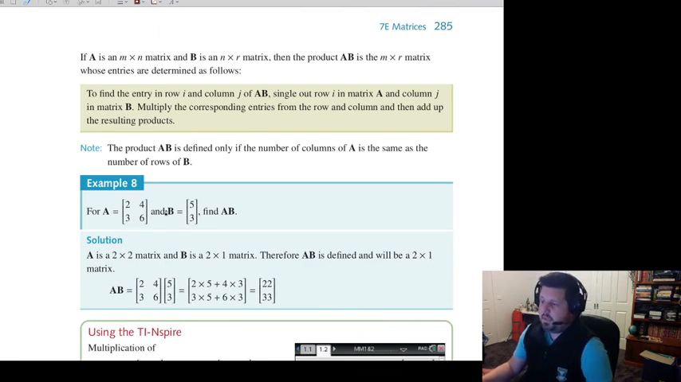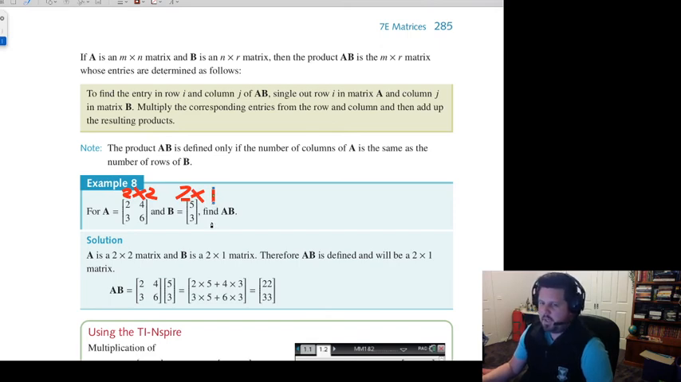Okay, here again, with multiplication, you can have different size matrices when you are multiplying. So here you've got a 2 by 2, and here you've got a 2 by 1.